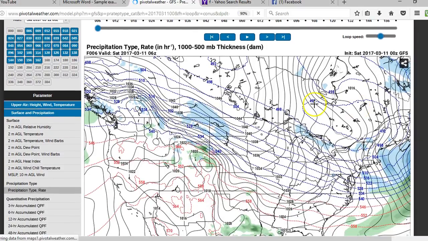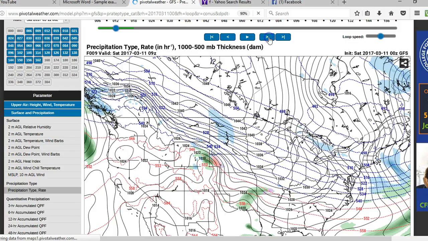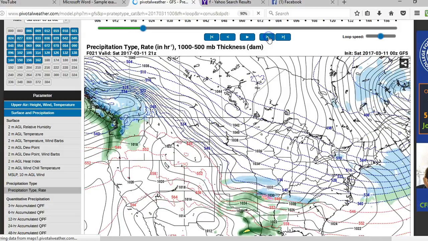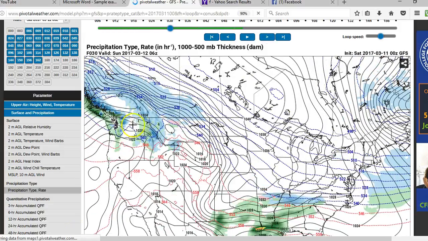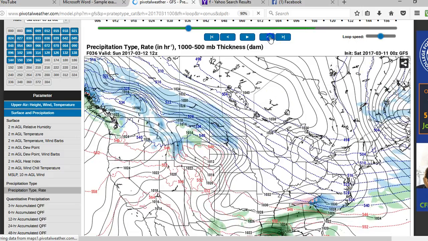All right, now I'm going to show you the surface map. This is for the American model. Okay, so let's just go right to it. Here's your storm starting to form. This is by tomorrow night. And watch it dig to the south and east.